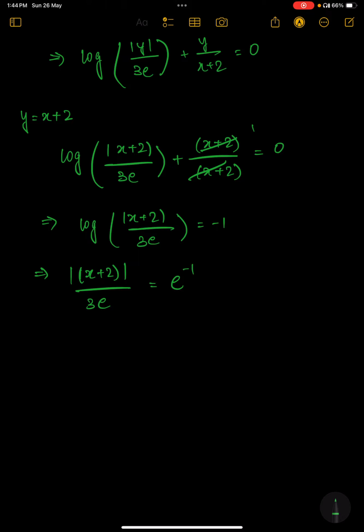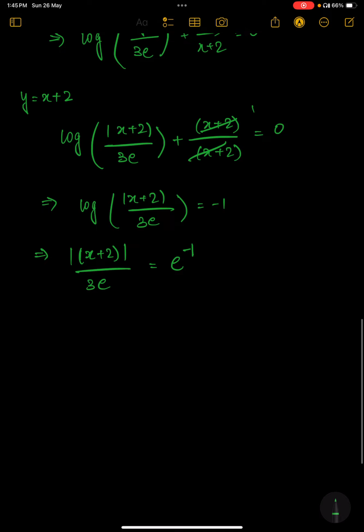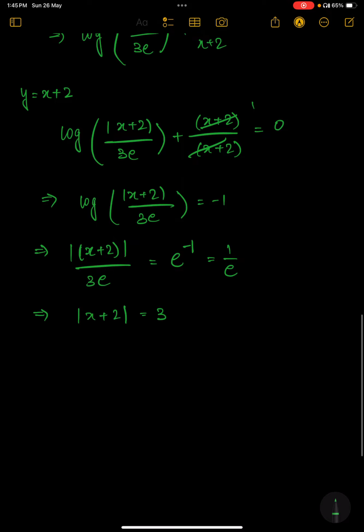Basically I took the exponent, and since my base is e, I can simply put it as e power minus 1. I already said that all my logarithms are with the base e, so natural logs. So I have this again, which is nothing but 1 by e. So mod x plus 2 is equal to 3. So I have two solutions now: one is x is equal to 1 and the other solution is x is equal to minus 5.